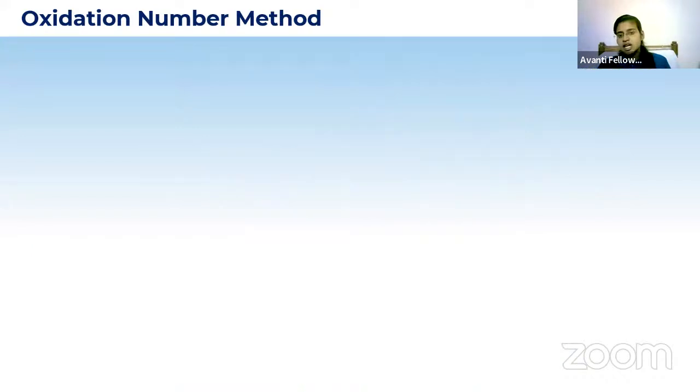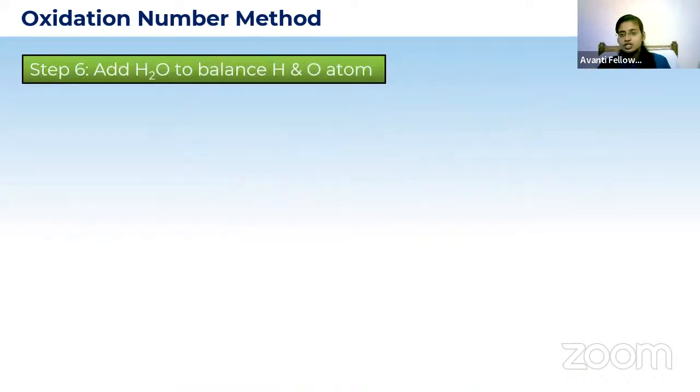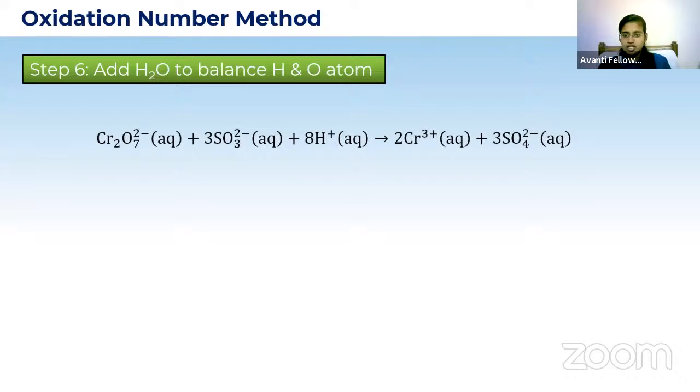So to balance that, we have to put H2O in the right hand side. I have put 4H2O because I have 8H plus, right? So I will have to use 4H2O. Then only 4 into 2 will be 8. Okay, so hydrogen is also balanced. Now, if you try to balance the oxygen, it will be balanced.